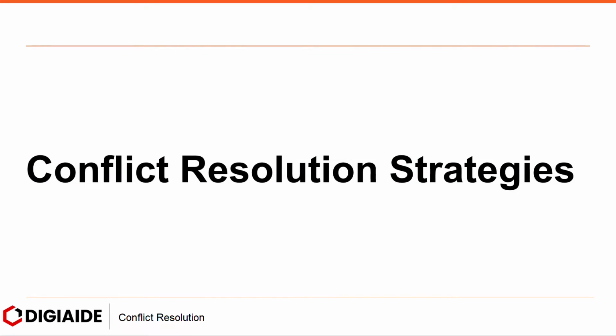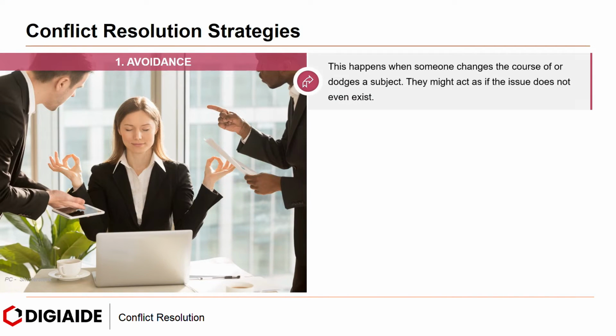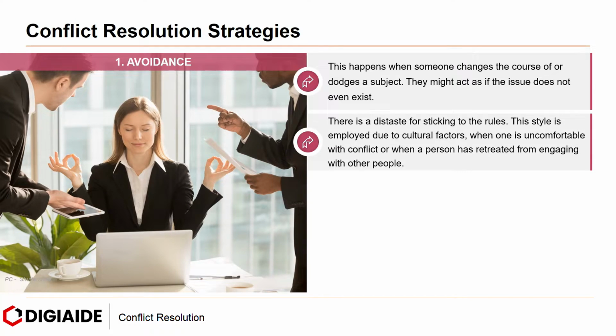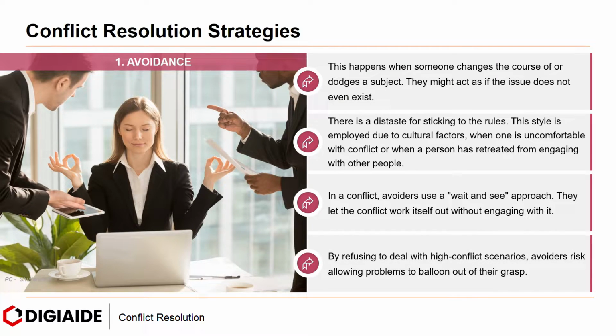Moving on to conflict resolution strategies. First, avoidance. This happens when someone changes the course of or dodges a subject. They might act as if the issue does not even exist. There is a distaste for sticking to the rules. This style is employed due to cultural factors, when one is uncomfortable with conflict, or when a person has retreated from engaging with other people. In a conflict, avoiders use a wait-and-see approach. They let the conflict work itself out without engaging with it. By refusing to deal with high conflict scenarios, avoiders risk allowing problems to balloon out of their grasp.